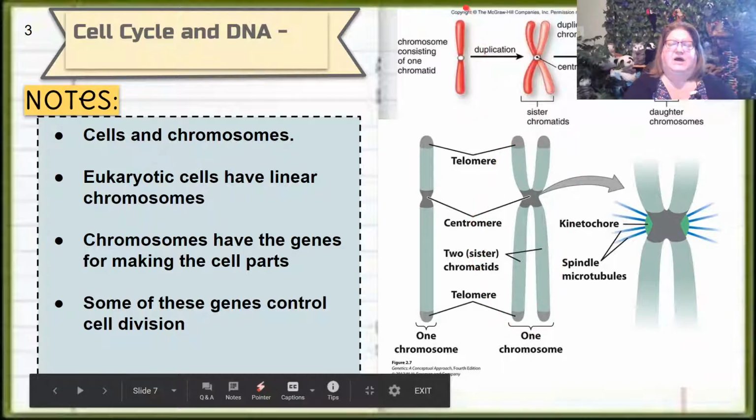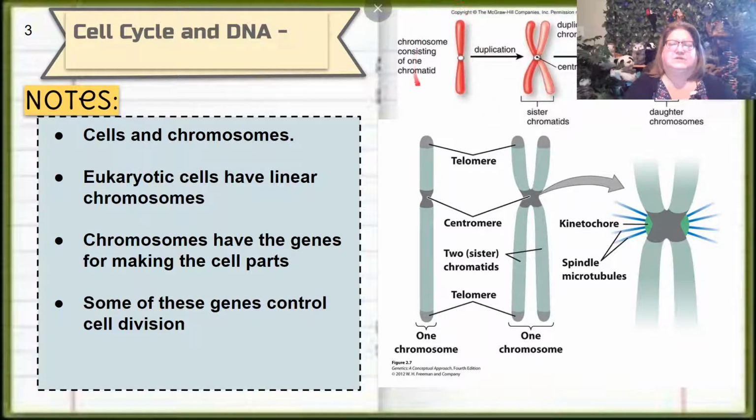The one up top in the red, one chromosome. The one right next to it, one chromosome with two sister chromatids. As soon as they divide, two chromosomes. I know, we'll practice that.